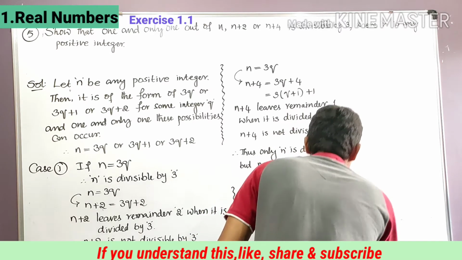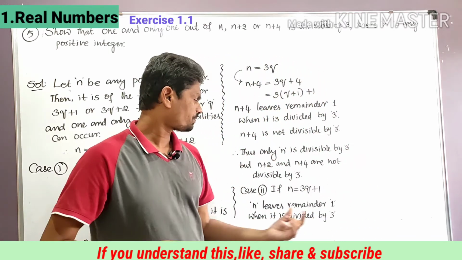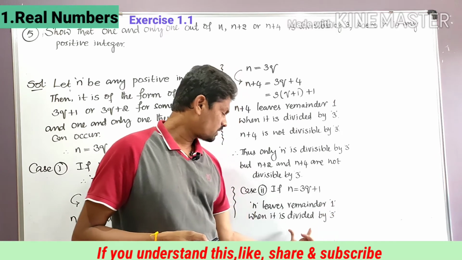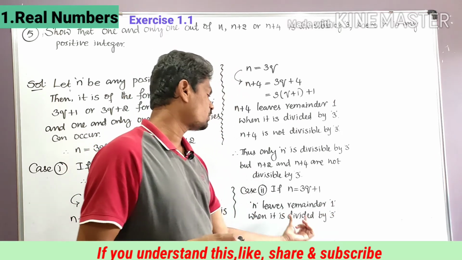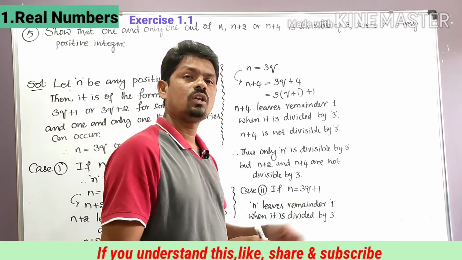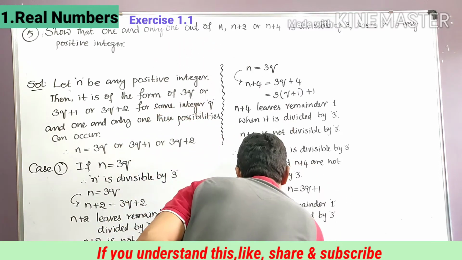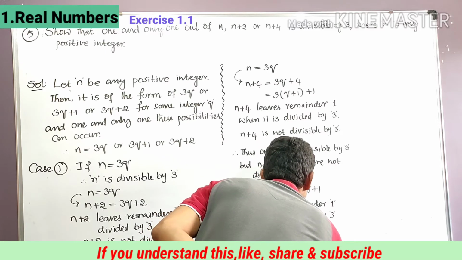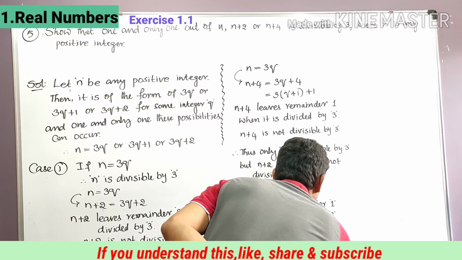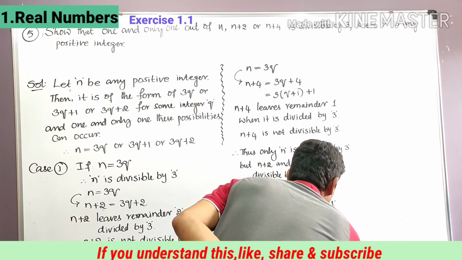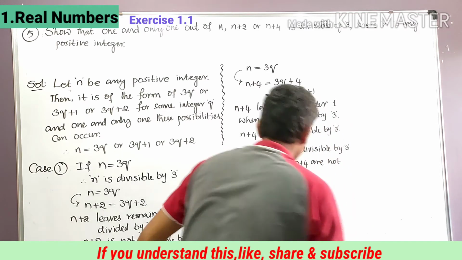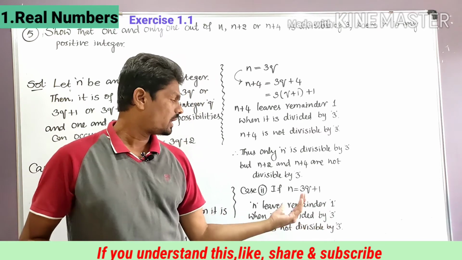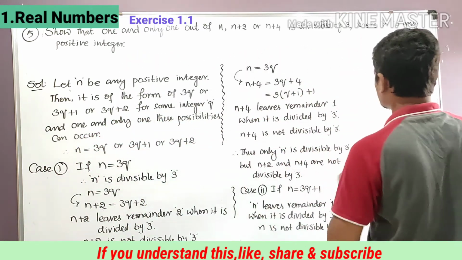So student, only 3q is divisible by 3, but here 3q plus 1 is there, so we get remainder 1. Therefore n is not divisible by 3. So in the second case, if n is equal to 3q plus 1, then n is not divisible by 3. Again we have to check n plus 2 and n plus 4, student.